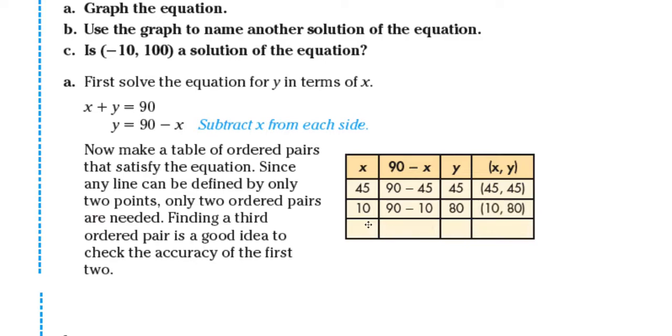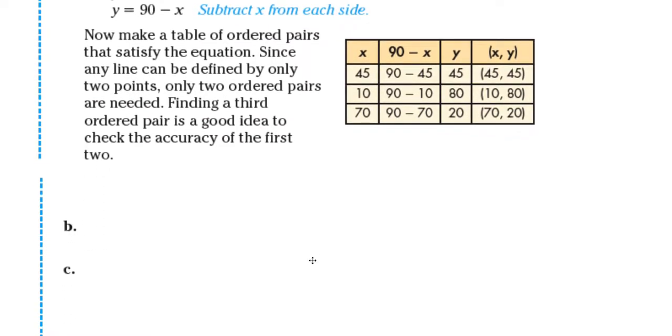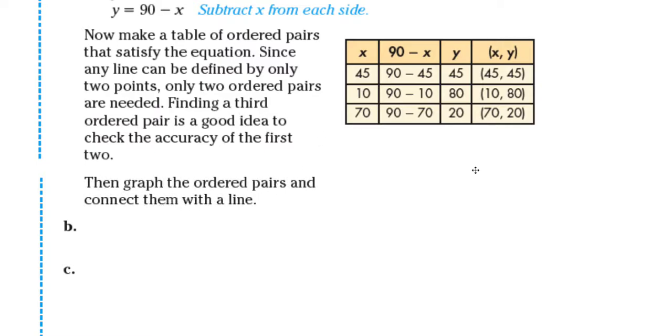Our ordered pair will be 10 and 80. For the last ordered pair, we can try 70 and substitute 70 for x. That would be 90 minus 70, so our y would be 20, and our ordered pair would be 70 and 20. Then after finding our table, we can now graph it. Graph the ordered pairs and connect the line.